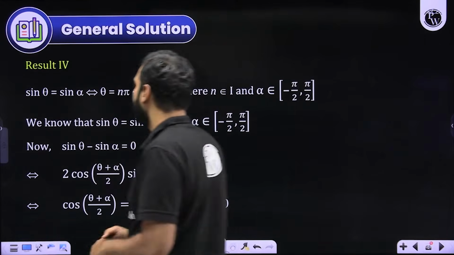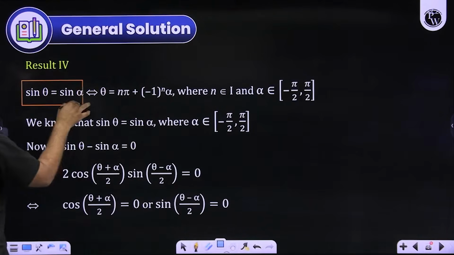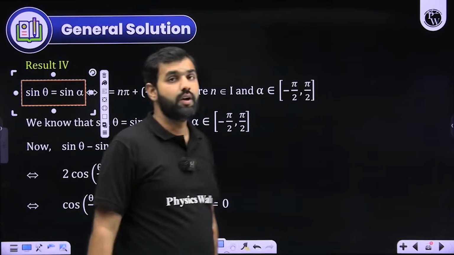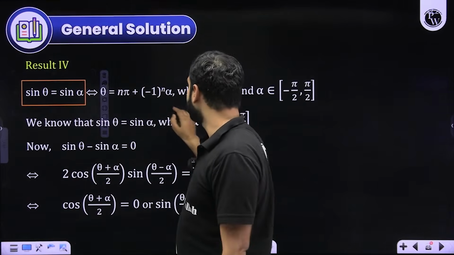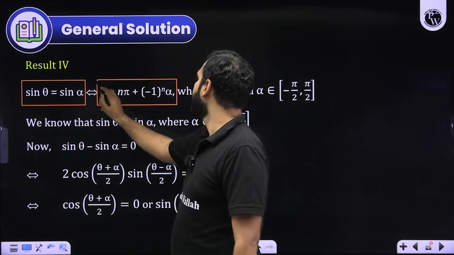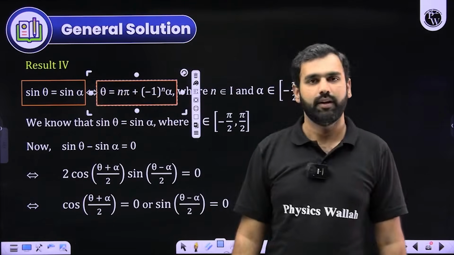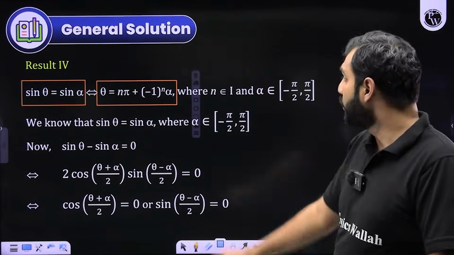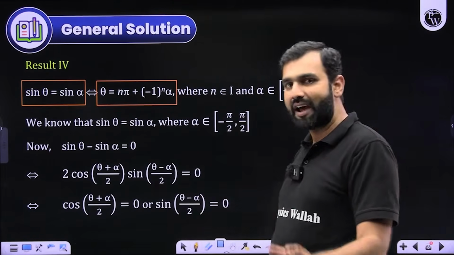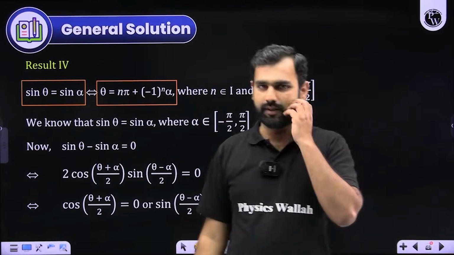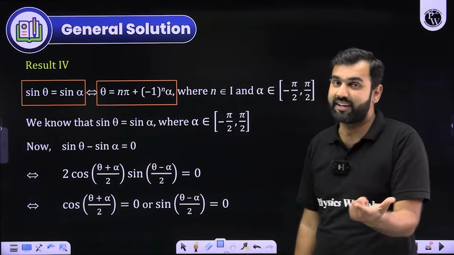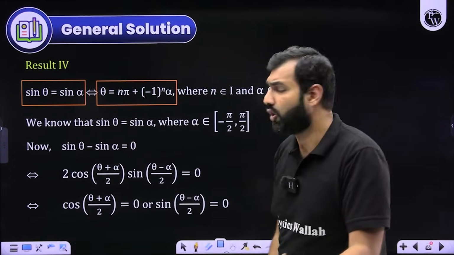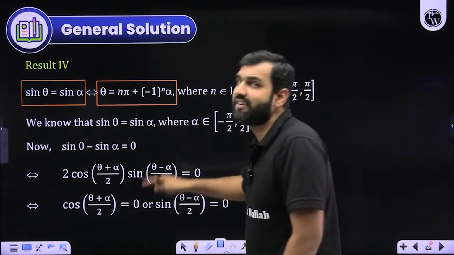Look at this part. Let's say sine theta is equal to sine alpha. So the general solution is given by theta is equal to n pi plus minus 1 to the power n whole times alpha. Now you need to have it at your fingertips. You will have to memorize this. You will have to learn this formula. There is no other method. Of course, you can derive it. I'll share this derivation as well. But in the examination hall, you won't have the time to derive it time and again.